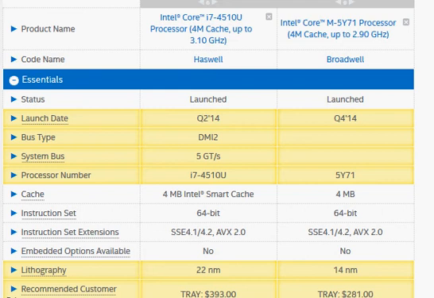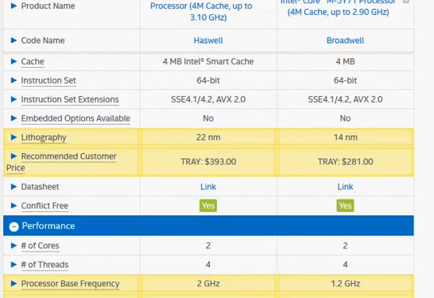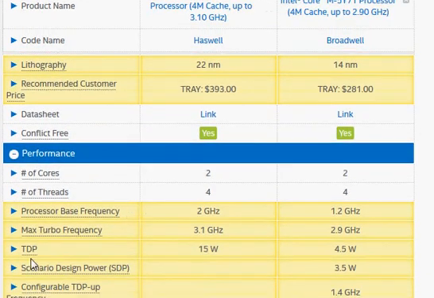In this video, I'm going to compare Intel's earlier Haswell i7-4510U with the Broadwell Core M-5Y71 processor. Quite frankly, these two processors fall into different categories, and the reason has to do with the TDP rating, thermal dissipation power. As all of you should know, that's the cooling arrangement that you need to take care of.